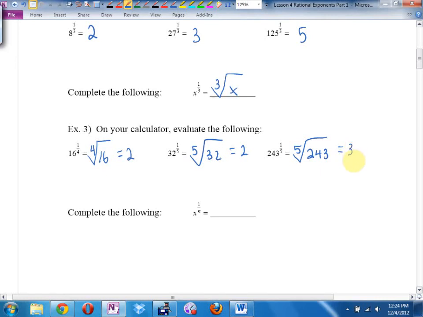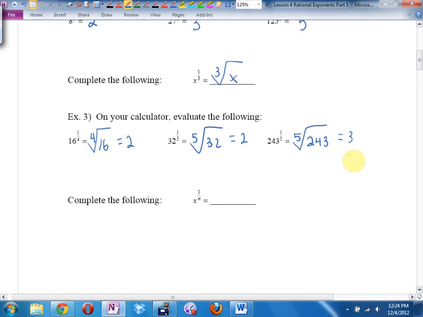So here's our new exponent rule. It's the fractional exponent rule, and it says if you have a base x, but your exponent is a fraction, you can rewrite this as the nth root of x. X to the 1/8 is the 8th root of x. You know what x to the 1/10 is? The 10th root of x.